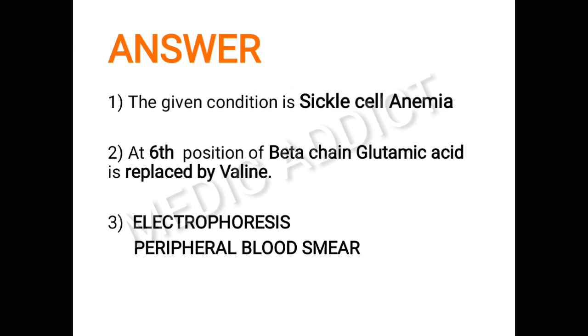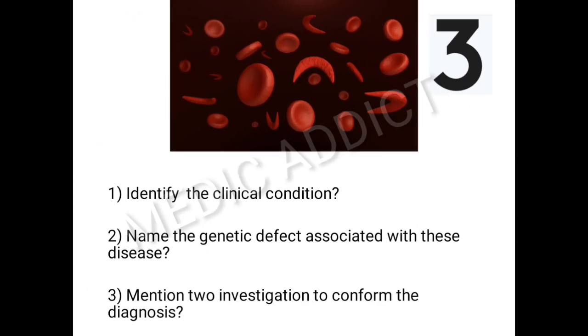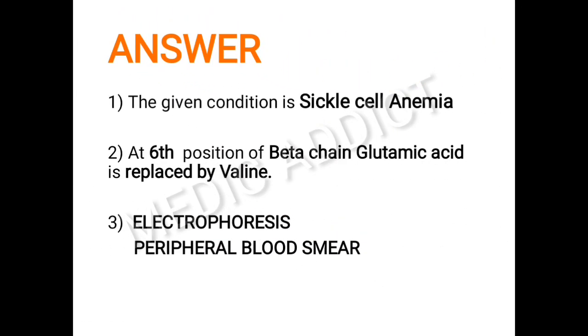And what are the two investigations by which we can confirm sickle cell anemia? These two investigations are gel electrophoresis and peripheral blood smear. Mainly in the peripheral blood smear, you see the picture like the one shown in this figure. Moving on to the fourth spotter.